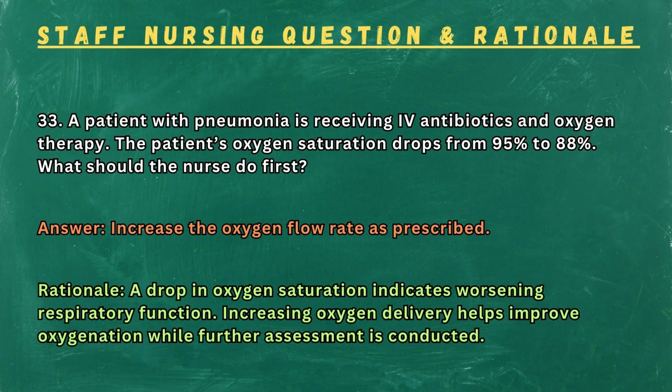33rd. A patient with pneumonia is receiving IV antibiotics and oxygen therapy. The patient's oxygen saturation drops from 95% to 88%. What should the nurse do first? Answer: increase the oxygen flow rate as prescribed. Rationale: a drop in oxygen saturation indicates worsening respiratory function. Increasing oxygen delivery helps improve oxygenation while further assessment is conducted.